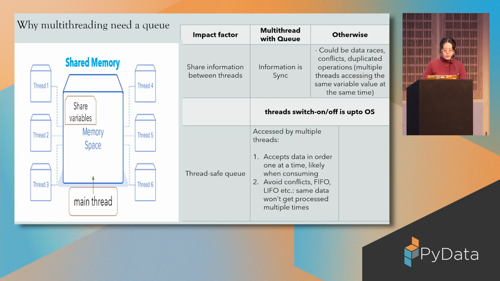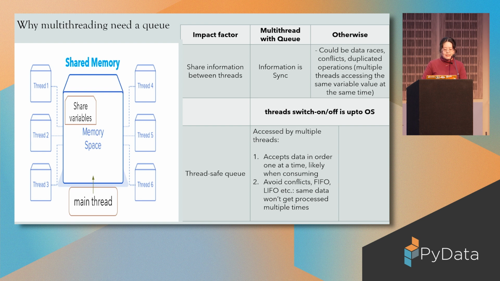And so we will show you why multi-threading needs the queue, right? Because as we mentioned, different threads share the same memory space. Therefore, different threads can actually access the same variable at the same time. So there can be data races, there can be data conflicts, and there can also be duplicated operations performed on the data variable. Therefore, the data could be corrupted.